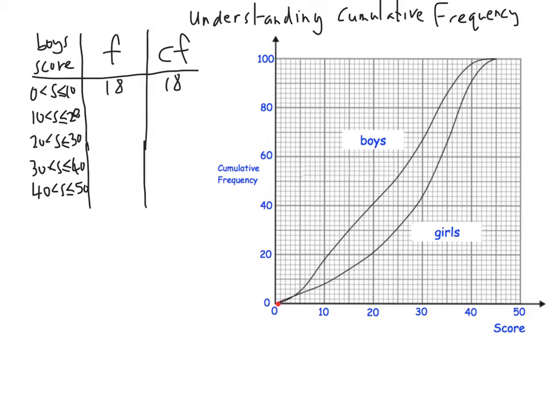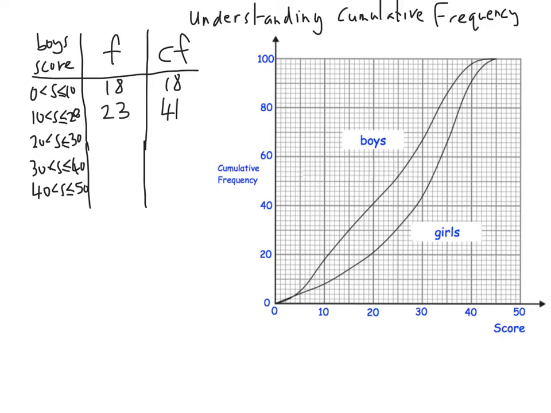If we go up to 20 then, score of 20, we get 41 it looks like. So if we put in 41 for the cumulative frequency, that must mean between 10 and 20, if you do 41 minus 18, that gets you 23. So there must have been 23 people in that group who got between 10 and 20 to boost the cumulative frequency from 18 to 41.